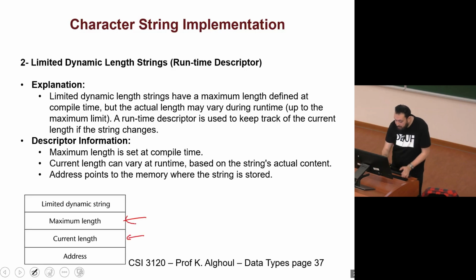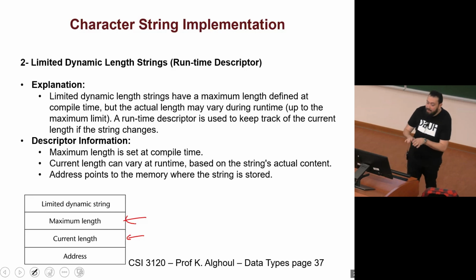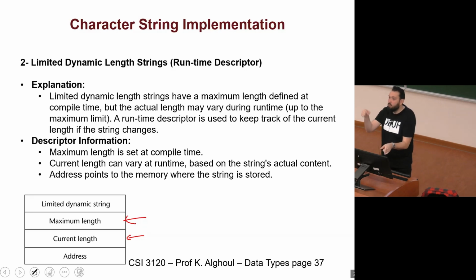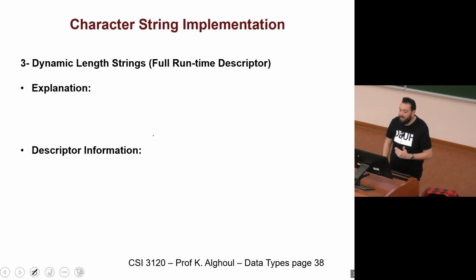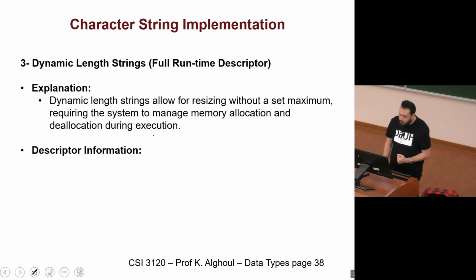Now the limited dynamic length, what is the difference here, guys, is that in addition to the length, we're going to give a maximum length also. So I'm going to say current length, maximum length. Now the current length is at compile time. The maximum length is defined at compile time also, but at runtime, it's assigned. So a runtime descriptor is used to keep track of the current length if the string changes. And then we have the dynamic length, that's a full runtime descriptor.